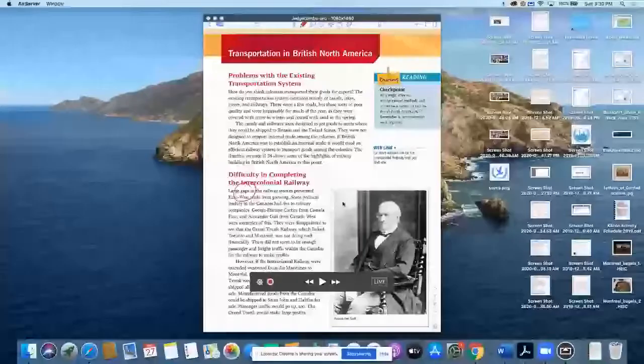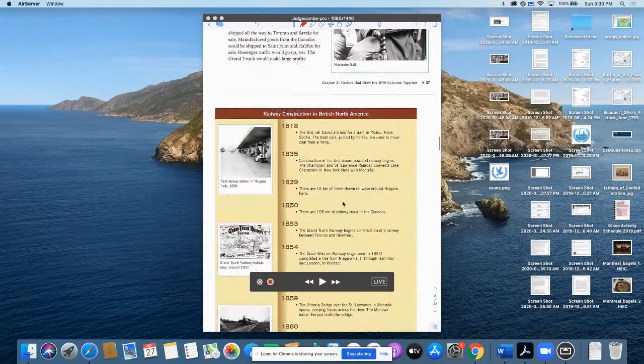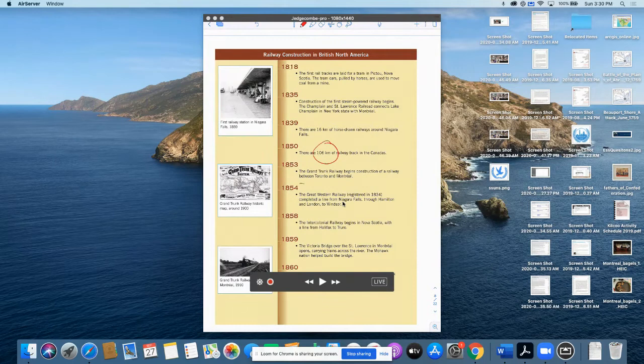So what they wanted to do was to extend the Intercolonial Railway from the Maritimes to Montreal, and then basically join things up. So you can see on this page, there were railways, but not a lot. 106 in 1850, and then you've got the Grand Trunk Railway and a few others, okay? 1860, things are starting to get a bit better.